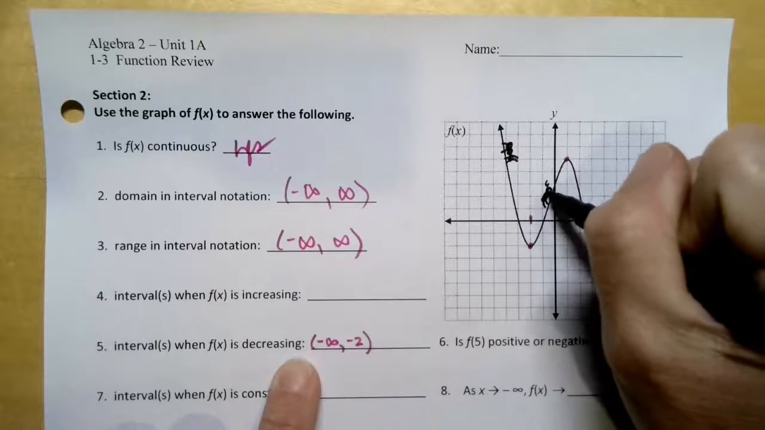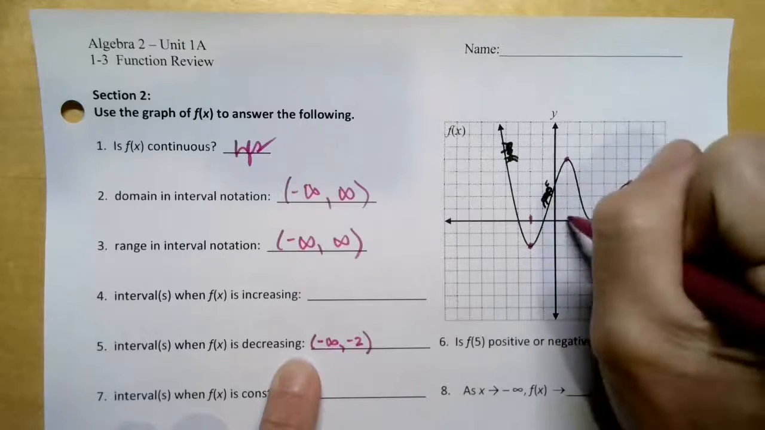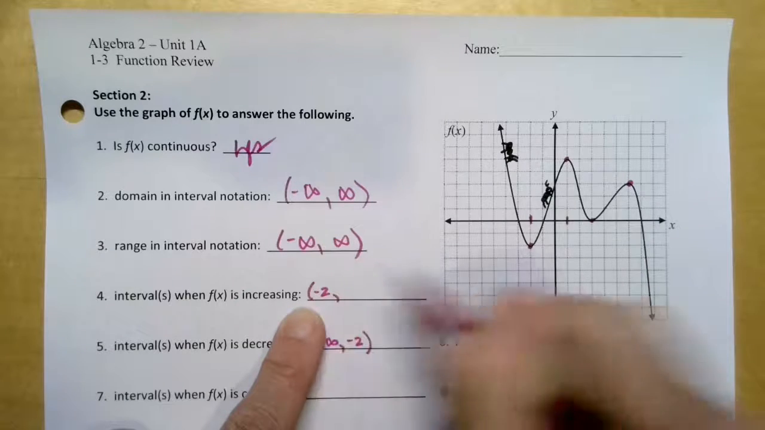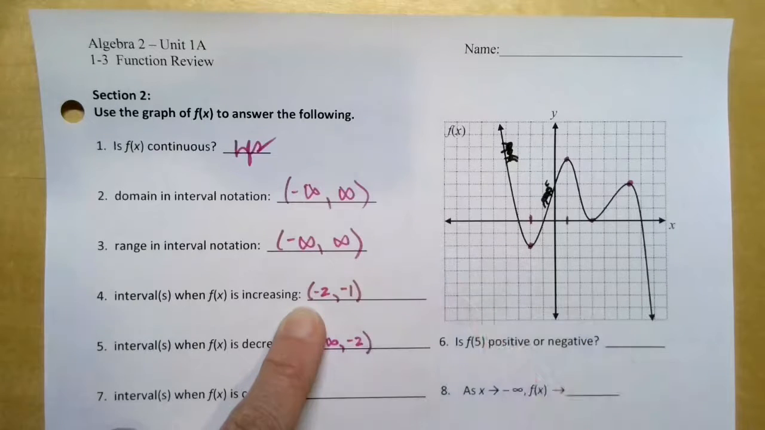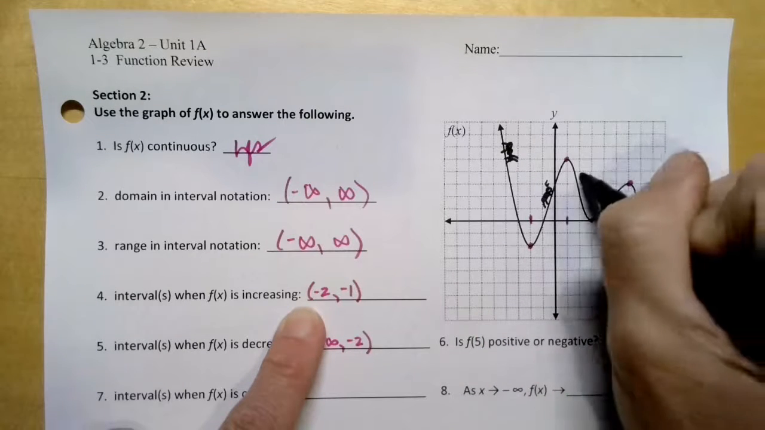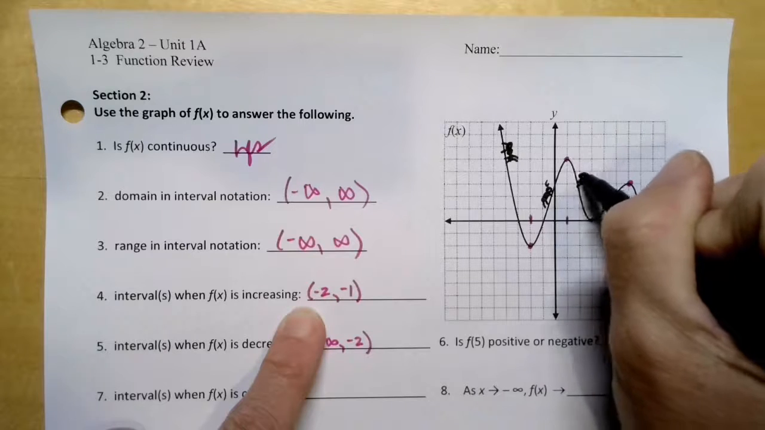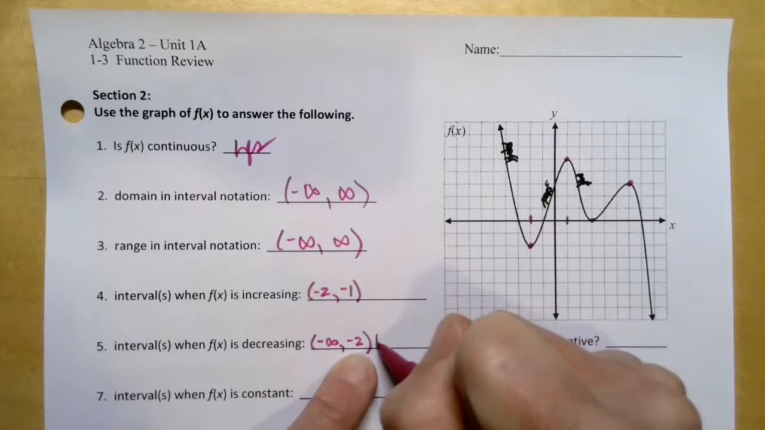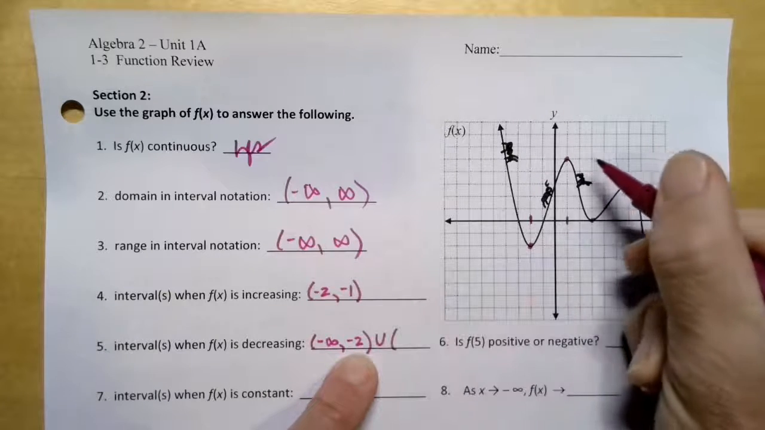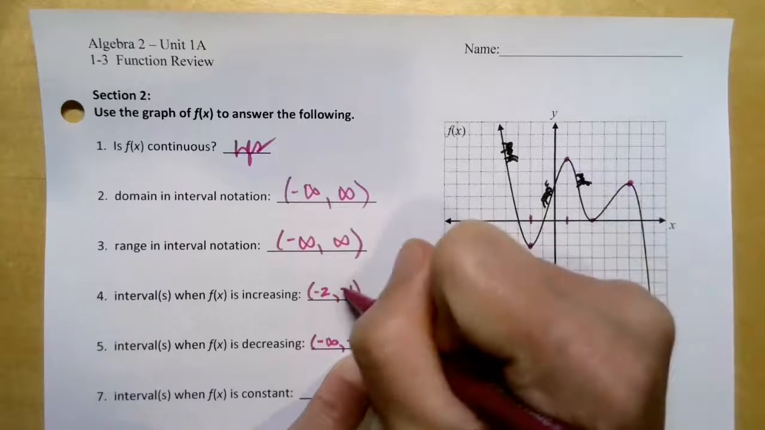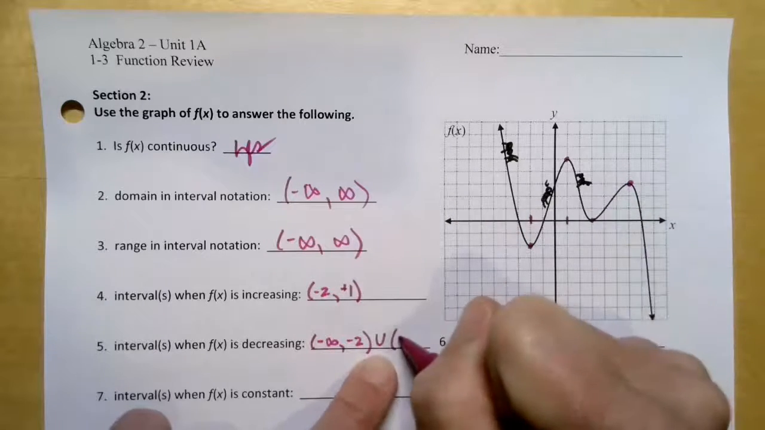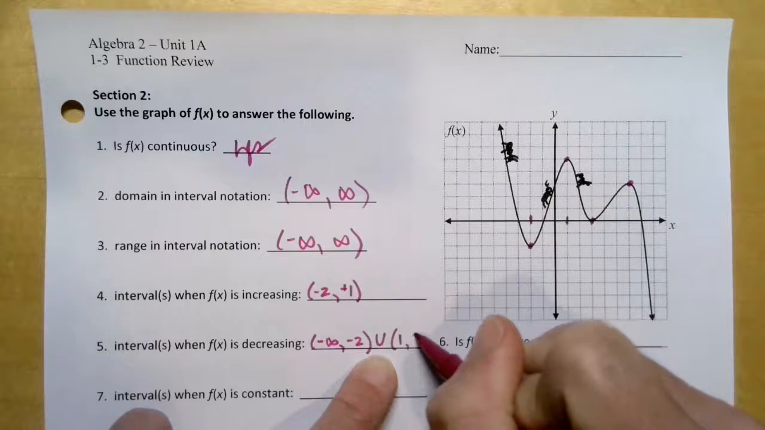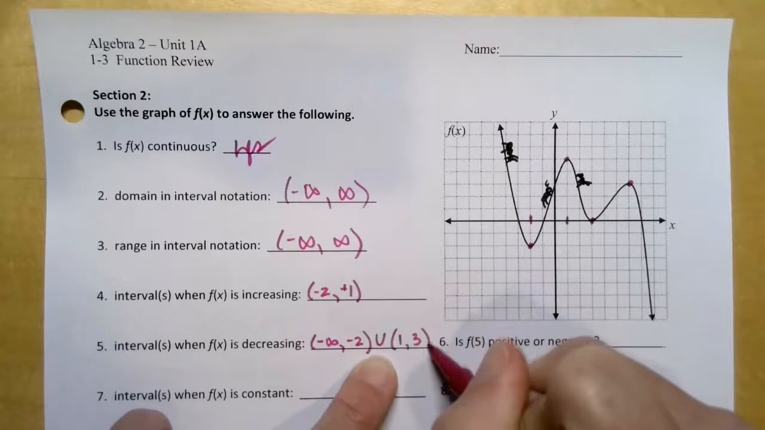So what happens after that? What's his story then? Guess what? His story from here to here is that he's increasing. So from -2 up to -1, he's increasing. Guess what? He's not done, because here's his ant walk again, and he's back to decreasing. So we'll put a union of from, this is not -1, it's +1, from +1 all the way up to 3 is when he's decreasing.